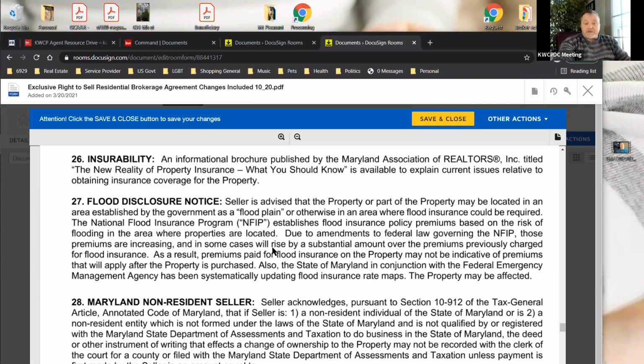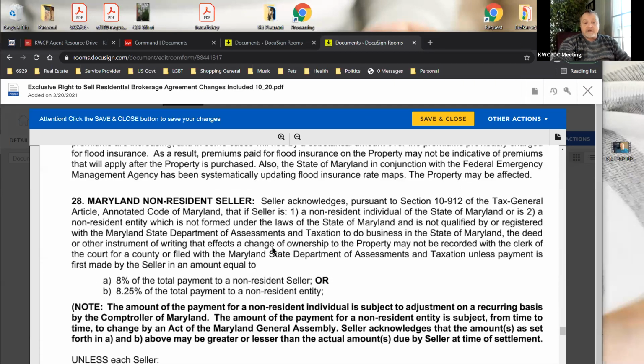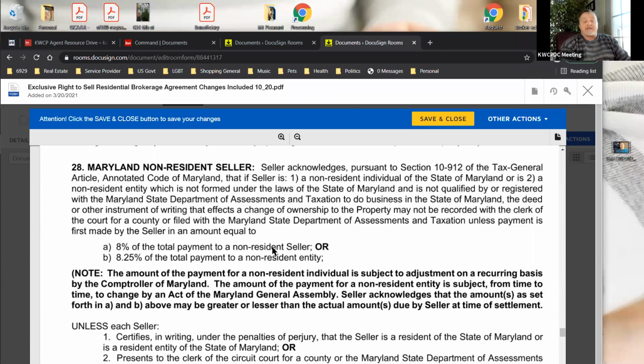All right. So make sure that you Google that. All right. Paragraph 28 is a common one. A lot of people don't understand this, don't even know about this.